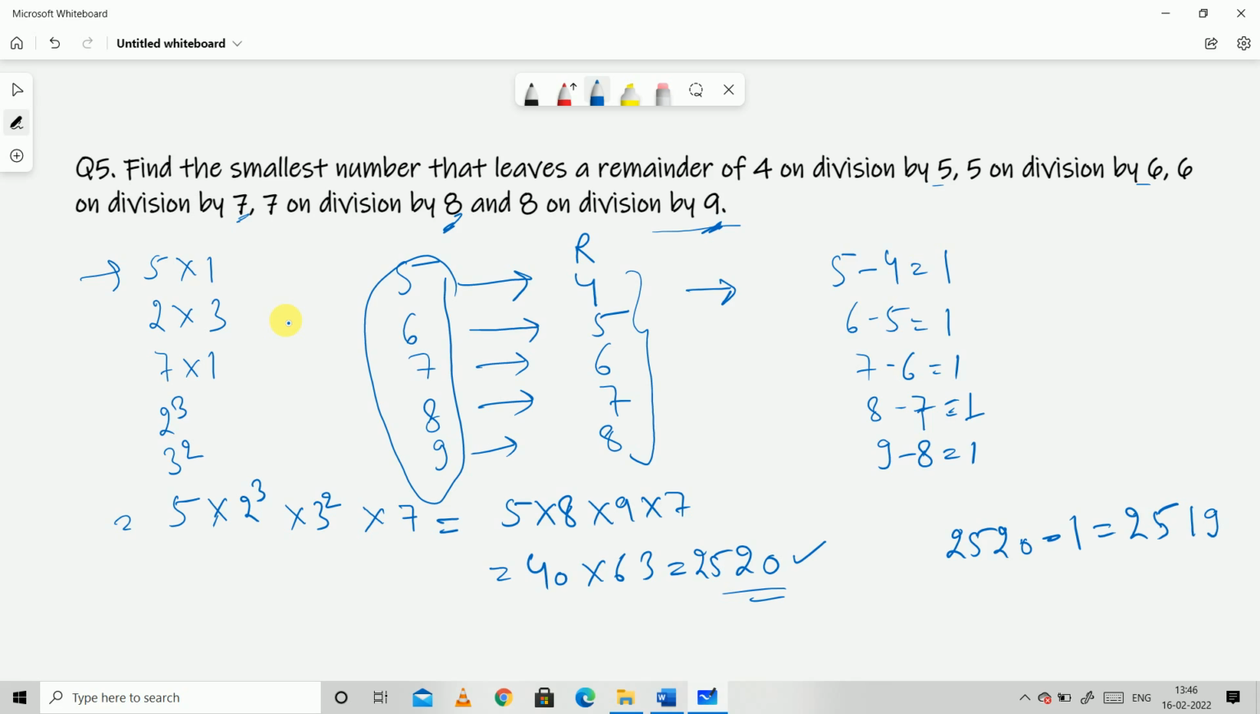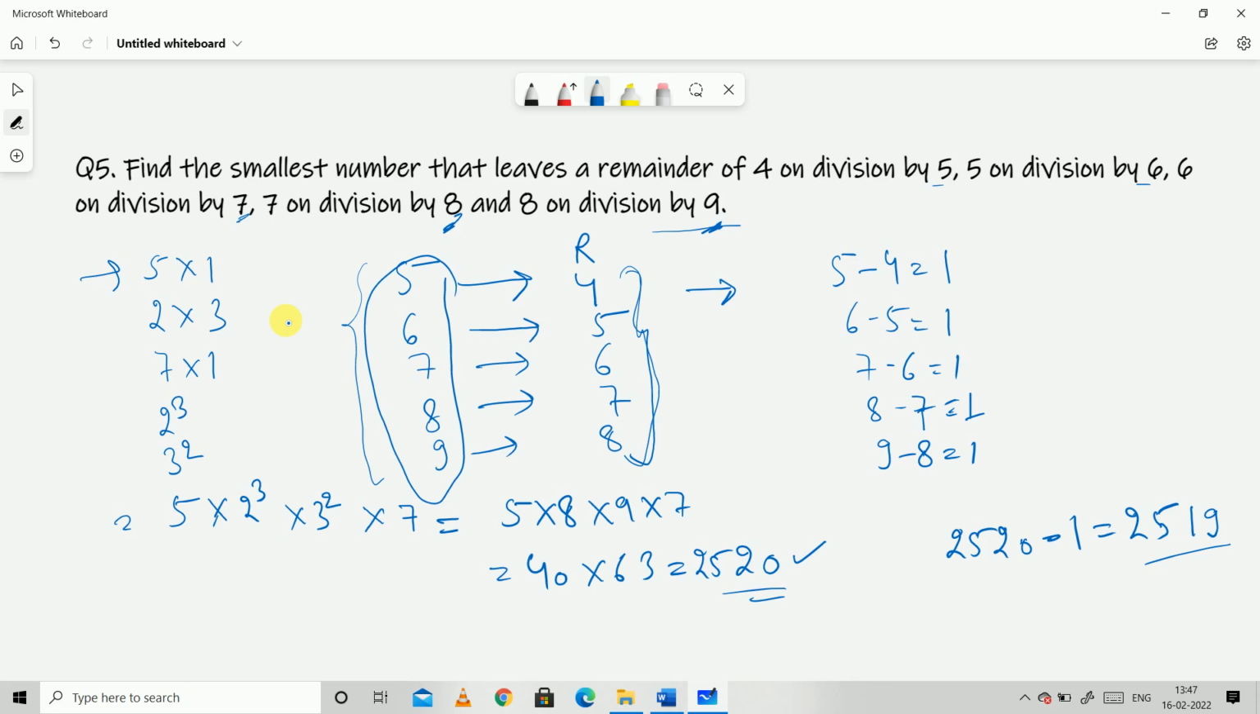We had discussed this type of question. You simply need to find the common difference. If different remainders are given in each case, then on subtracting those remainders from the respective numbers you get a common difference. You just need to find the LCM of the numbers, and at last subtract that common difference from the LCM, and you get your answer. So 2519 is the smallest number that gives these respective remainders for these respective numbers. I think it's clear.